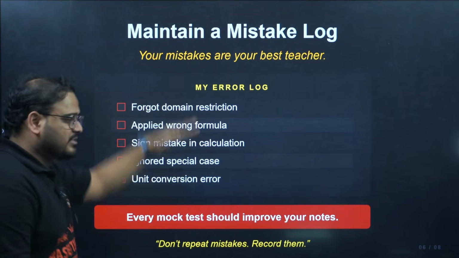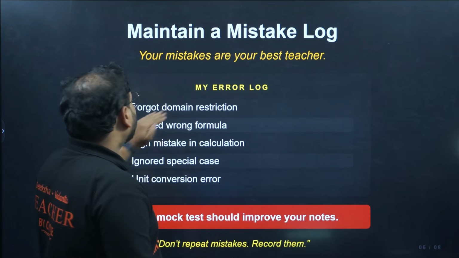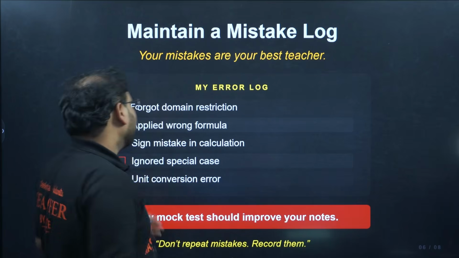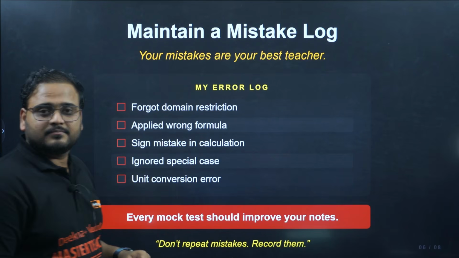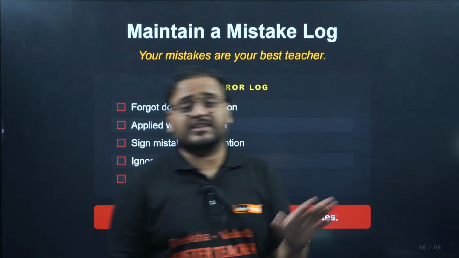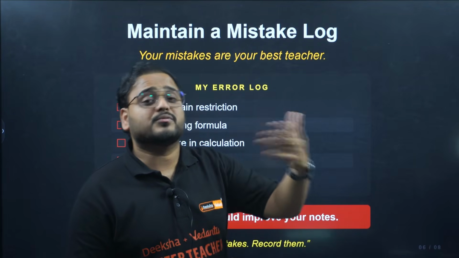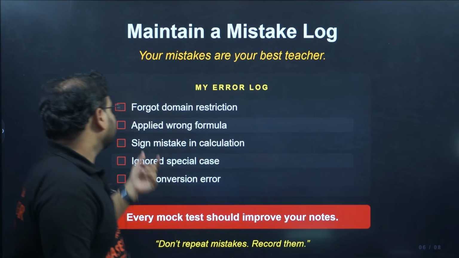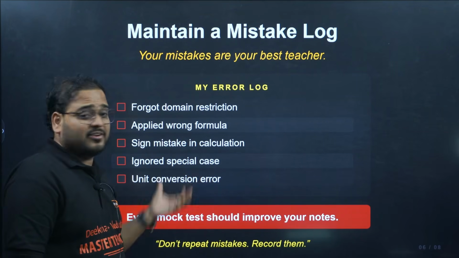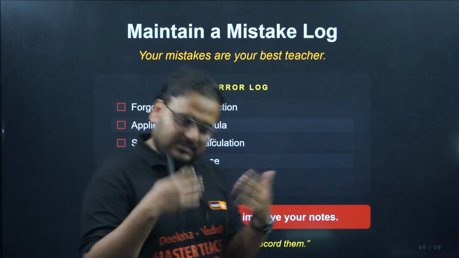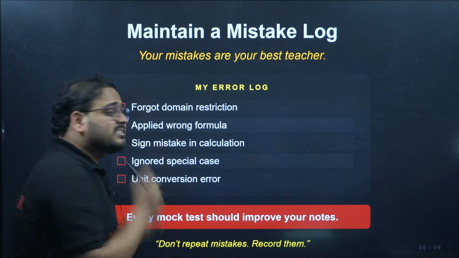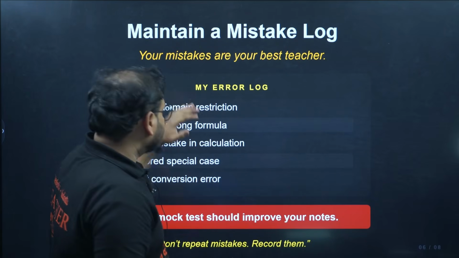Forgot domain. A few examples over here. My error log: forgot domain restriction of the sine inverse function or maybe the sec inverse function. Applied wrong formula. In the identities, I was thinking it would be the sine inverse of 2 sine inverse of x formula, but it was maybe in terms of cos, in terms of tan. Sign mistakes in calculation. Ignored special cases, unit conversion error. All this, or different types of errors, can be there when you're solving a question. So please maintain a mistake log, an error log, as part of your notes.